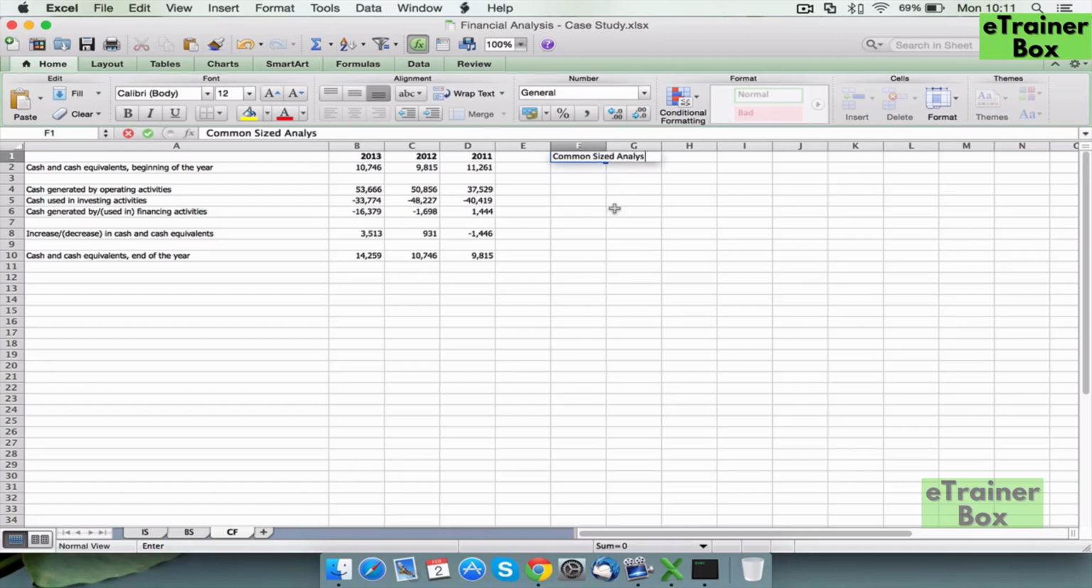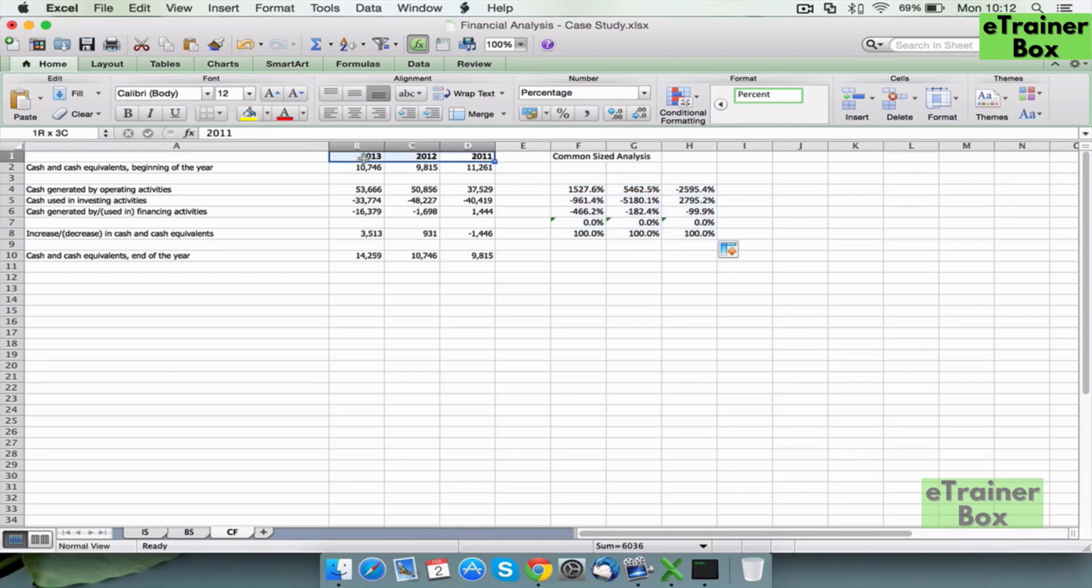So I will call this common sized analysis of the cash flows. We're going to take everything as a basis of the total increase or decrease of cash flows in that year. So we're going to divide the respective cash flows as a percentage of increase or decrease in that respective year. Let me do this and drag that.